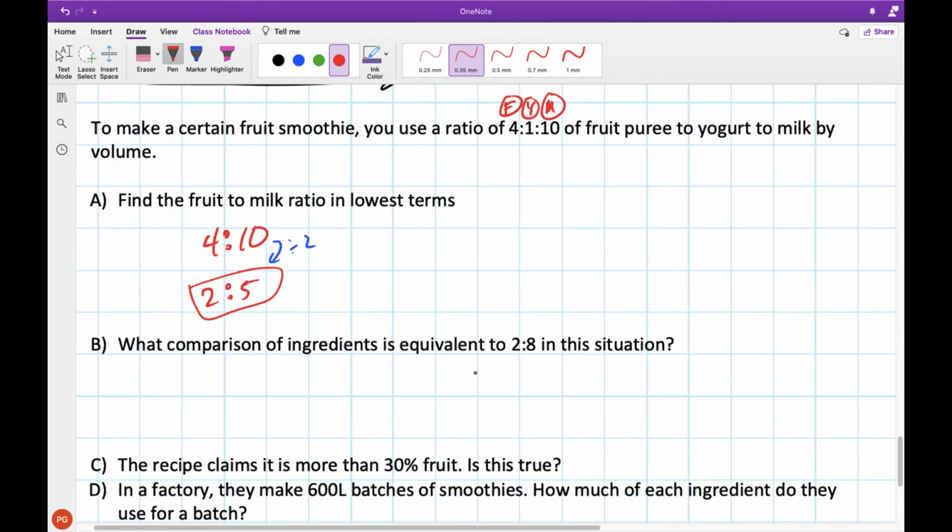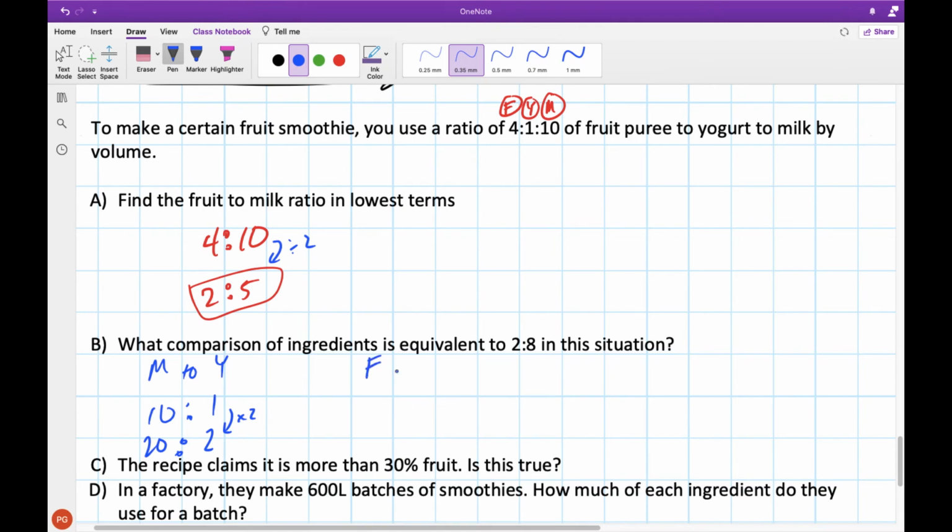Now, what ratio of ingredients is the same as 2 to 8 in this situation? Well, let's try a few different examples. We already know that the fruit to milk ratio doesn't match this. It's 2 to 5, not 2 to 8. So what if we tried the milk to yogurt ratio? So our milk is 10, our yogurt is 1. So this is definitely not going to work, right? We could make one of these a 2 by multiplying both sides by 2, but that would be 2 to 20 instead of 2 to 8.